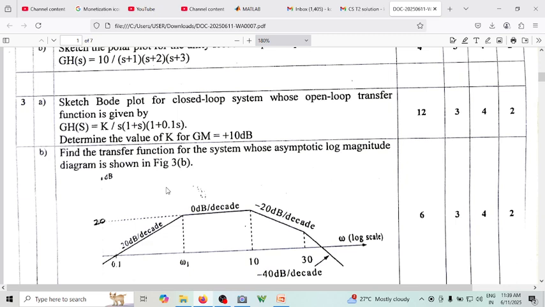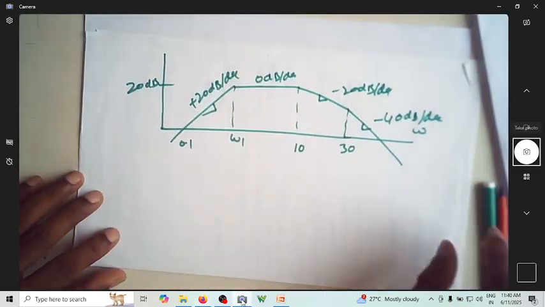So this is going up like this. So this is omega 1, this is 0.1, this is 20 dB, and this is 10, this is 30, this is omega, this is 0 dB per decade, here it is plus 20 dB per decade, here it is minus 20 dB per decade, here it is minus 40 dB per decade. Okay, let me show you this.